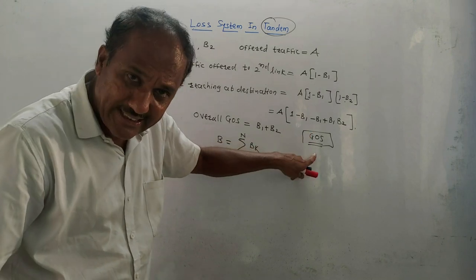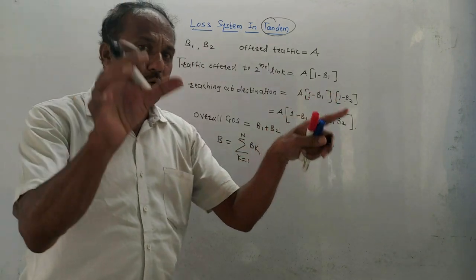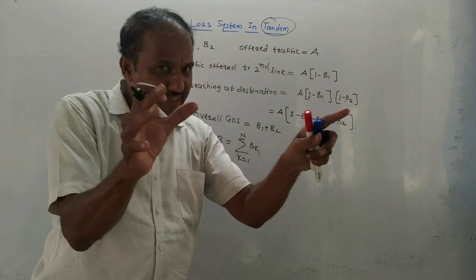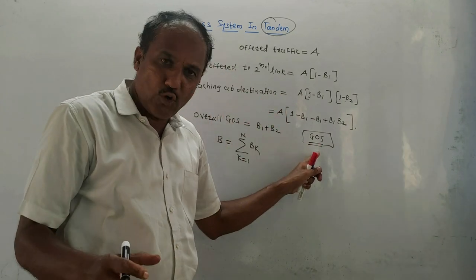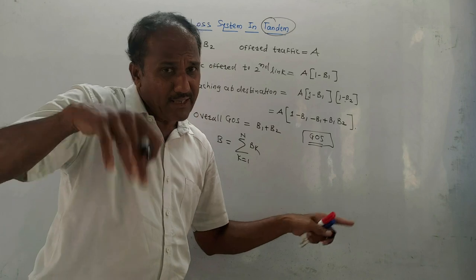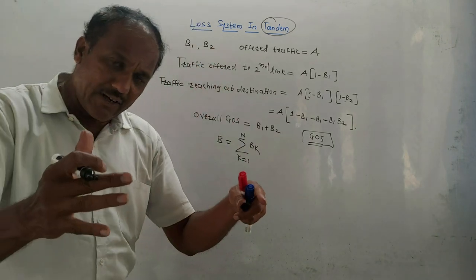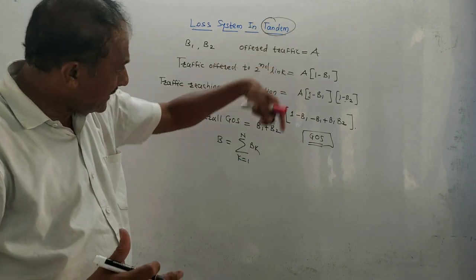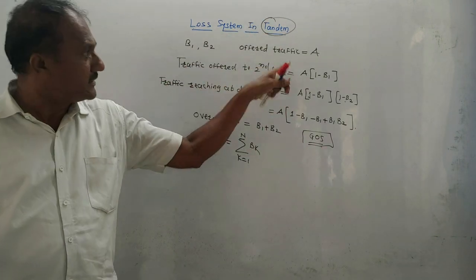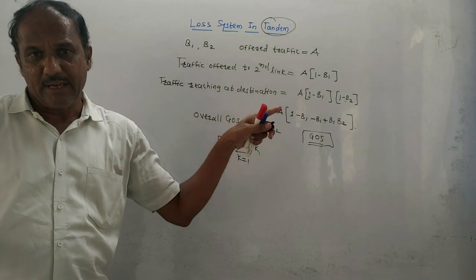Ye calculate kaise karte? It is calculated during the busy hour. Matlab har ek link ka busy hour calculate karte, aur wahan pe jo calculation hai, that is the value of GOS. But if there are many links, busy hour of every link will be different. So this parameter is not considered in this calculation. This is the drawback of loss system in the tandem.